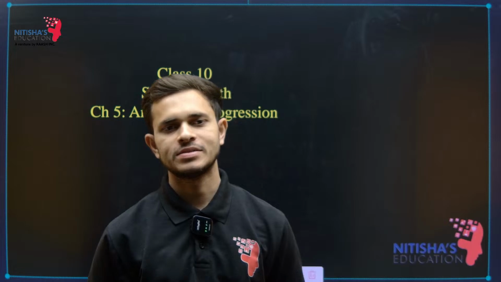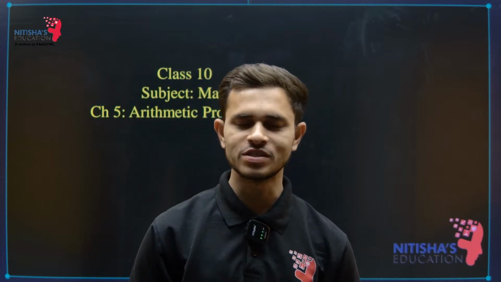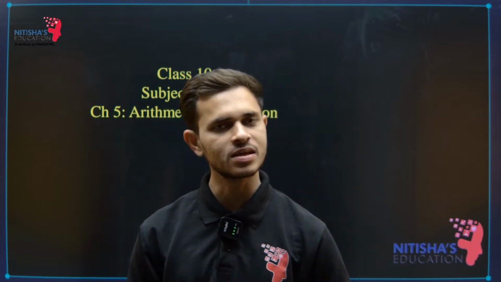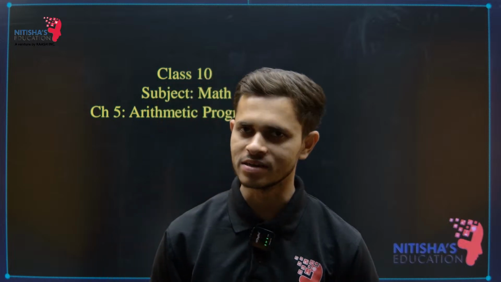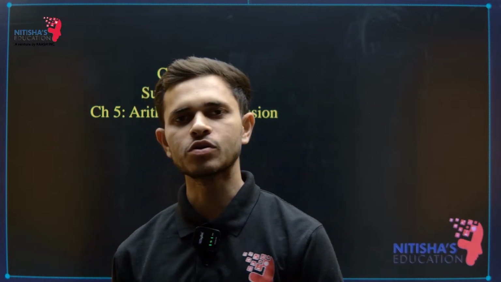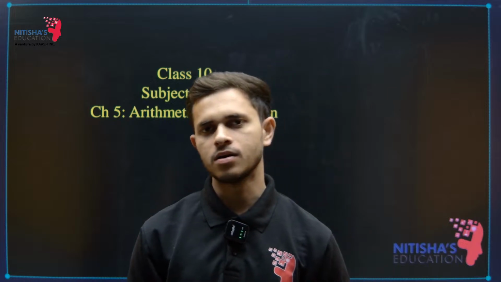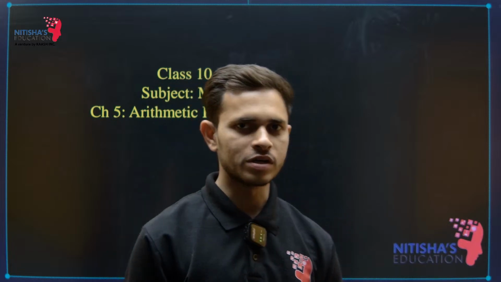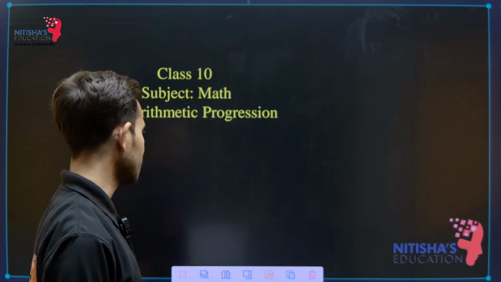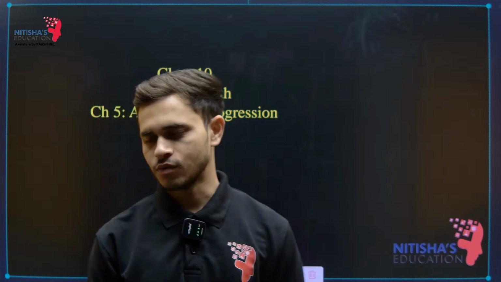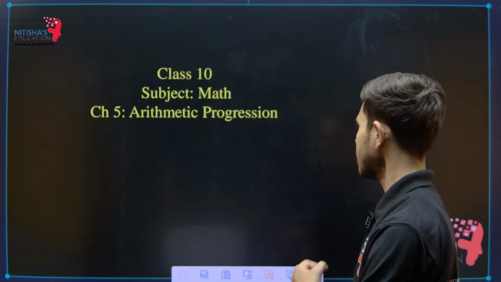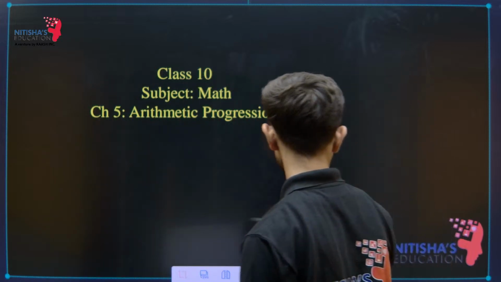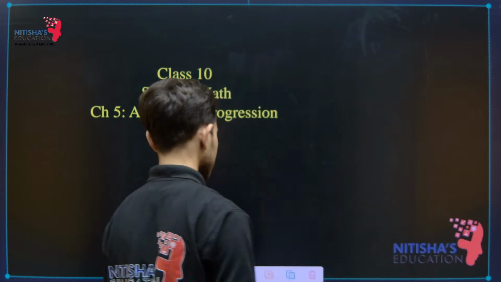We are back with new chapters, which are chapter number 5, arithmetic progression, and chapter number 6, triangles. We are going to cover these two chapters today. We already covered chapters 1, 2, 3, and 4 in the last 2 days. We are on the third day of our CBSE board preparation. So today we are going to take chapter number 5 first, which is arithmetic progression.